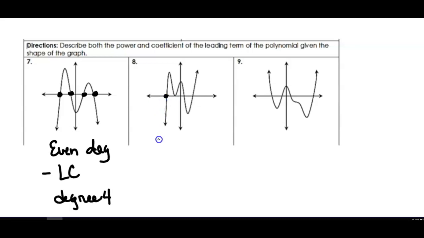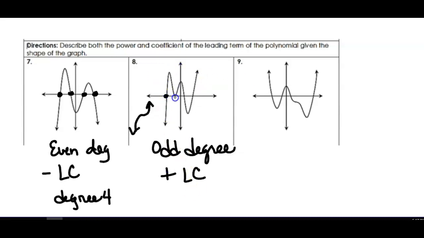Okay, let's go back to what we're supposed to be doing. The ends are pointing opposite ways, so this would be an odd degree. Left end is down like a cubic, so that is a positive leading coefficient.